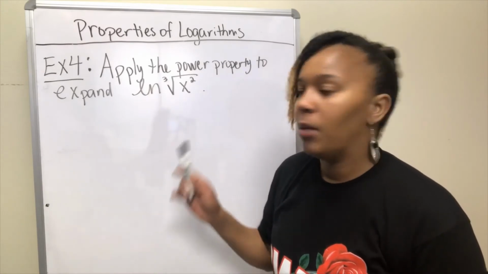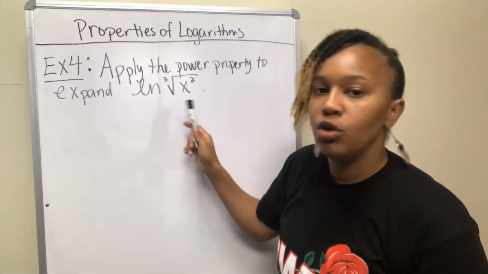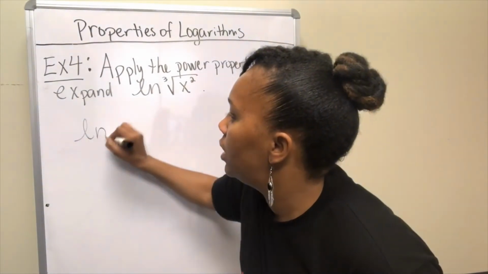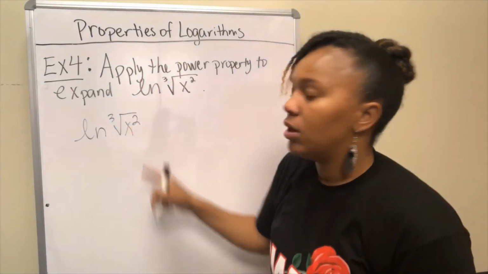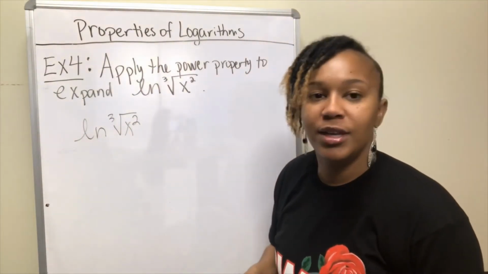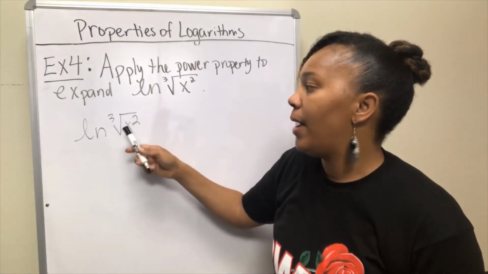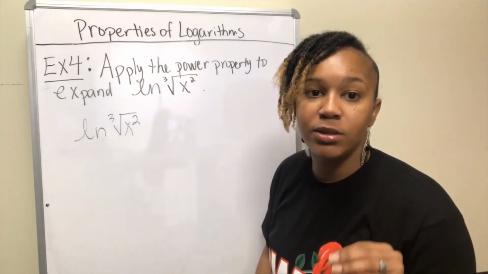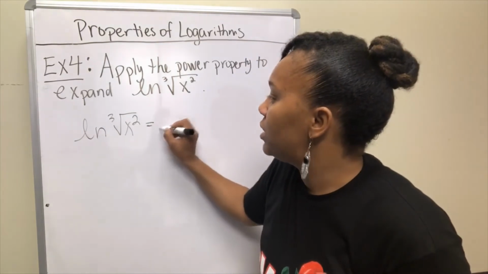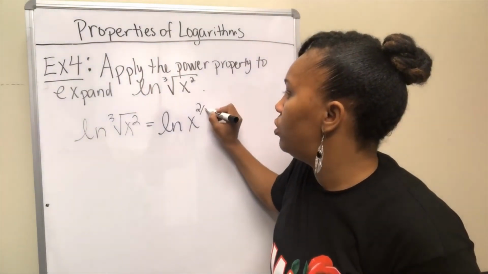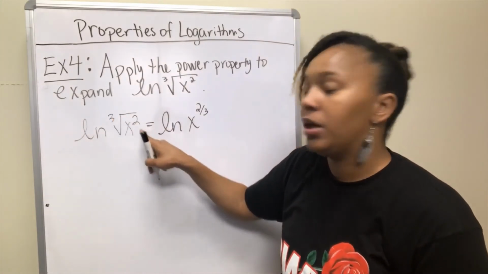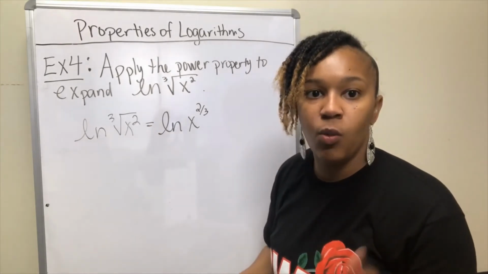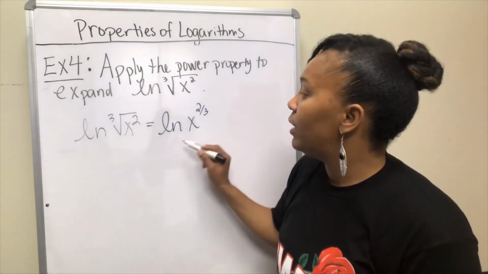On example 4, we want to apply the power property to expand the natural log of the cube root of x squared. And so in order to expand this, we need to first rewrite this. So recall previously, way back at the beginning of the semester, that we talked about how a root can be written as an exponent. Whenever you have a root, then you put it in the exponent and it becomes the denominator of the exponent. So this is the same as saying the natural log of x to the 2/3. So we took this root 3 and put it in the denominator of the exponent. And if there's no exponent there, it's an understood exponent of 1, so you just put 1 over 3 if that 2 wasn't there.